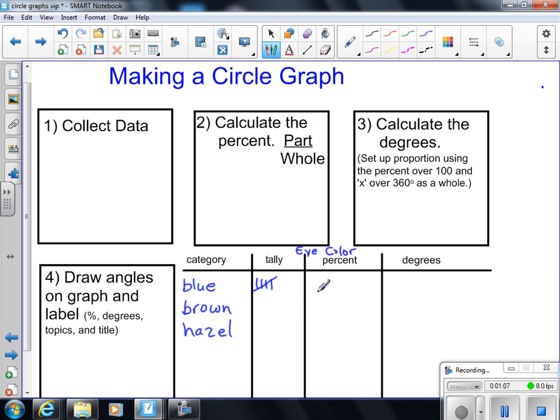Okay, looks like 5 people. Okay, brown. 6. You got 6. Hazel. 5.